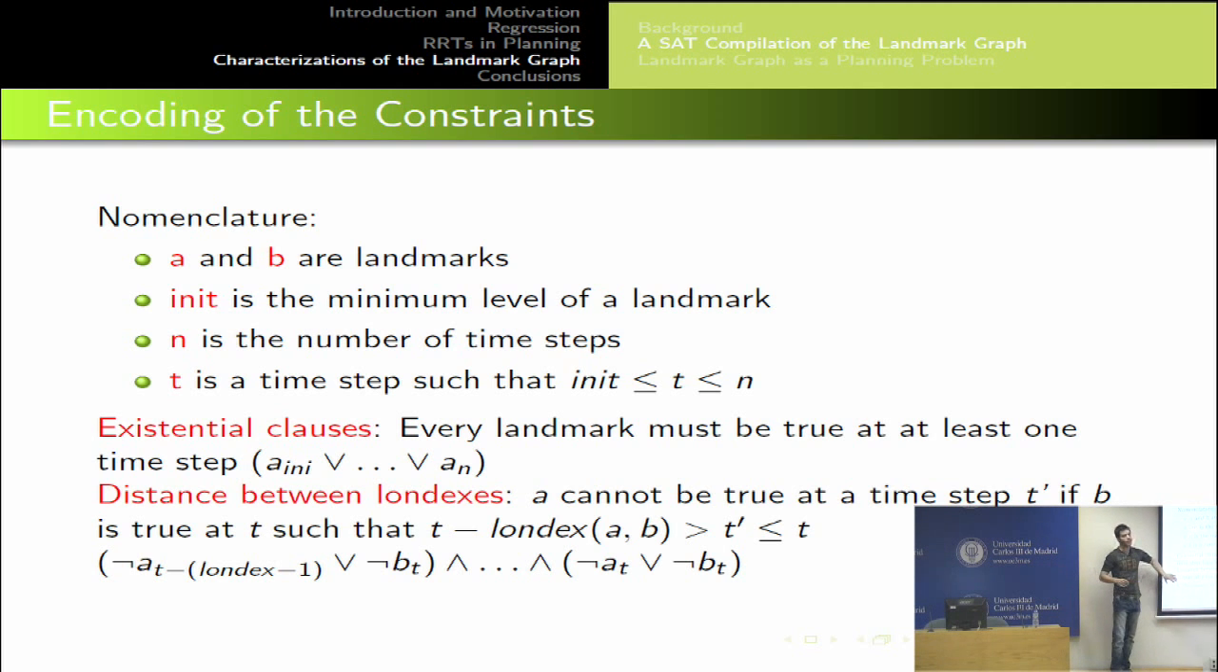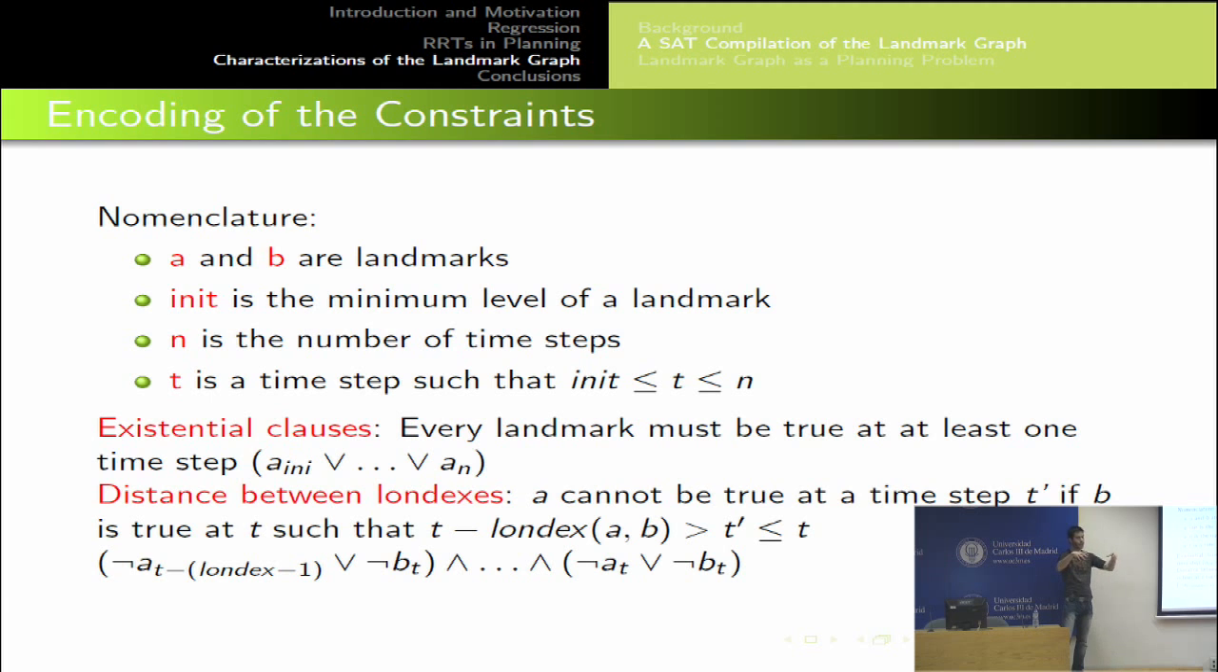Landexes, which are a generalization of mutexes, these clauses enforce the fact that, for example, I cannot be at the same time in two places. Or, for example, say we got holding A and holding B. Those are mutex because we only got one arm, right?